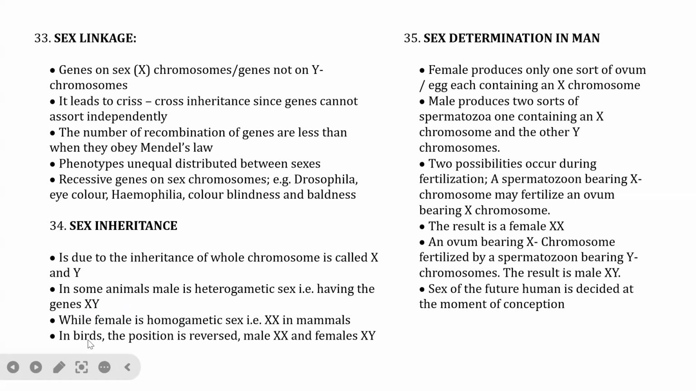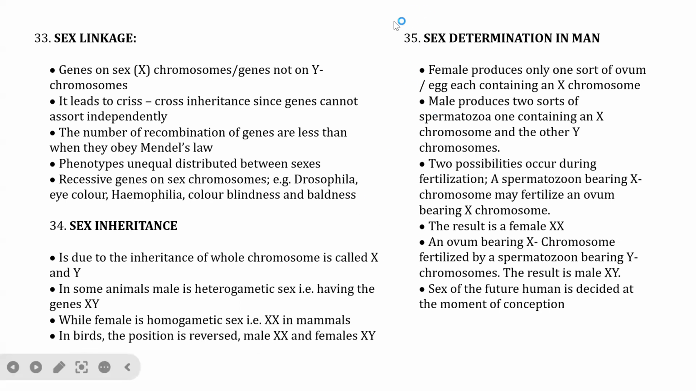But in birds, take note of that, those are some of the points, the position is reversed. Male is XX and female is XY. So the reverse is the case for birds.